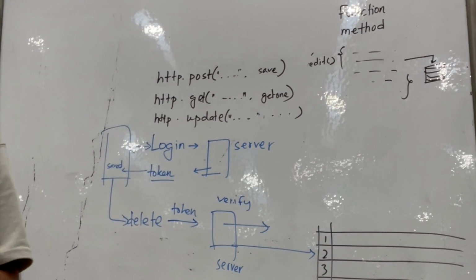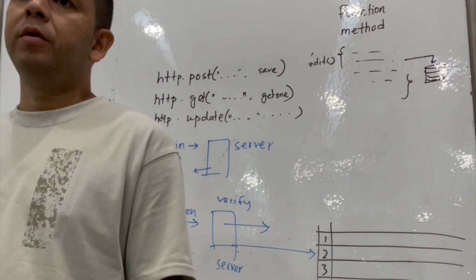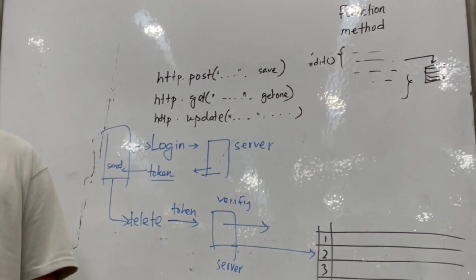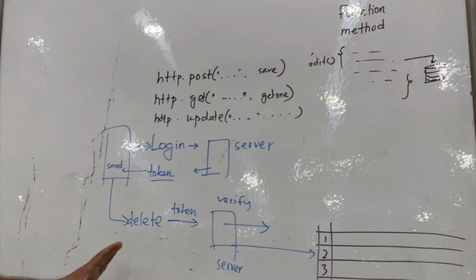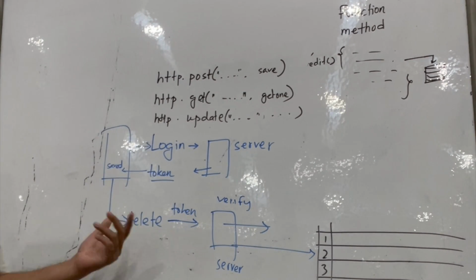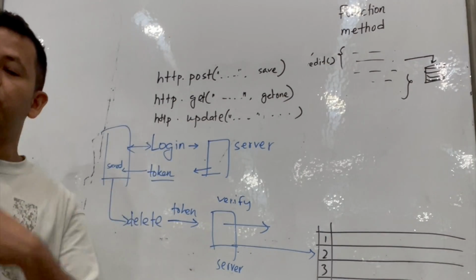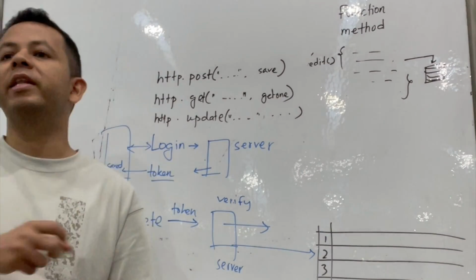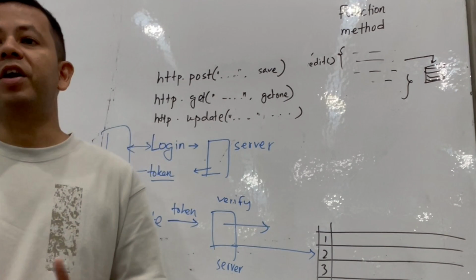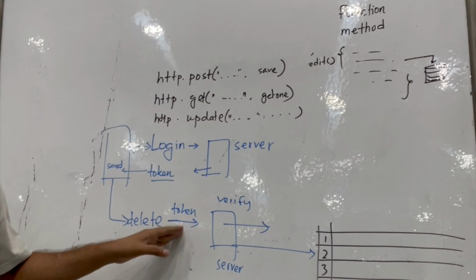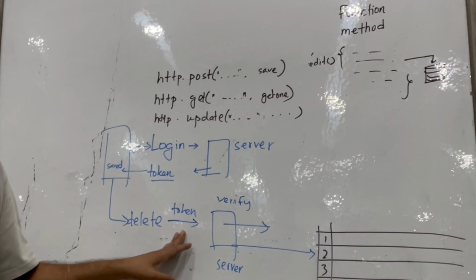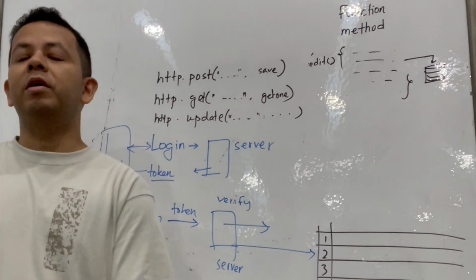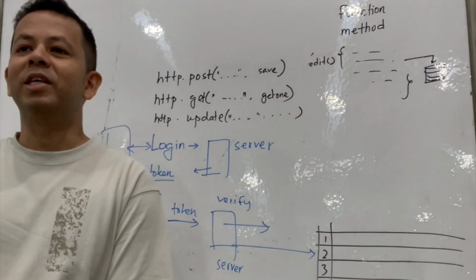You don't have to do anything else. When you click on the delete button, it happens automatically. It will verify and check, and then delete. If it can't verify, it means it cannot find the token you sent to the server. The server will say, oh, I'm sorry, you are unauthorized.